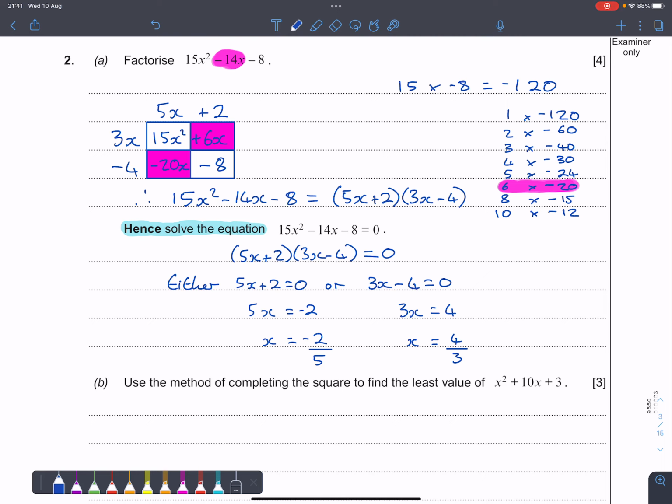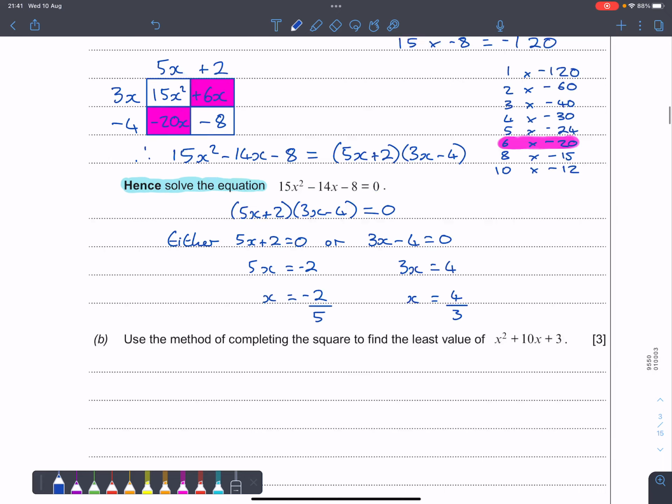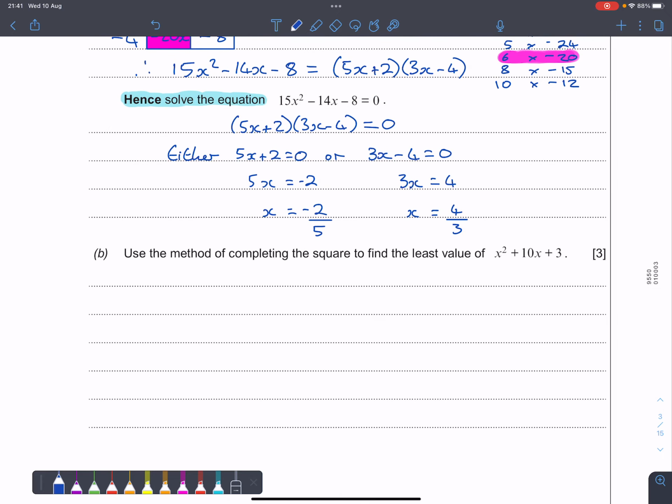Part B, use the method of completing the square to find the least value of this quadratic, x² + 10x + 3. If you want an explanation of completing the square, please go to the videos where I run through the additional math course. But all we have to do with this x² + 10x + 3 is open some brackets, halve the coefficient of x, so I get (x + 5), all squared. Then I always subtract the square of this number, so minus 25, and then I put on the value that I need, so plus 3.